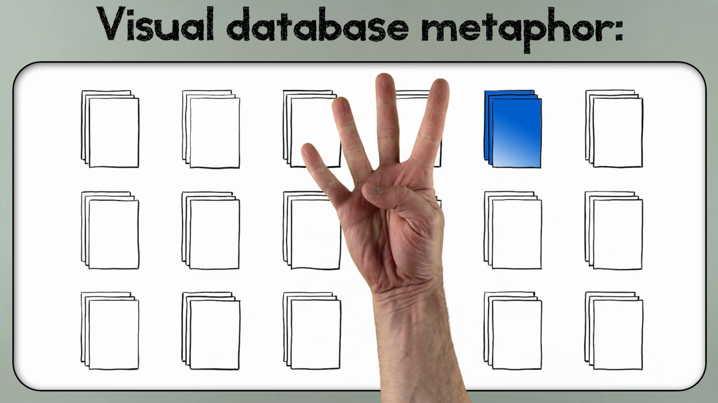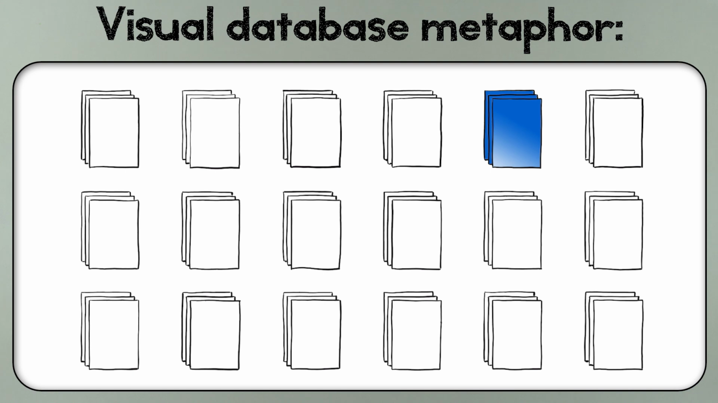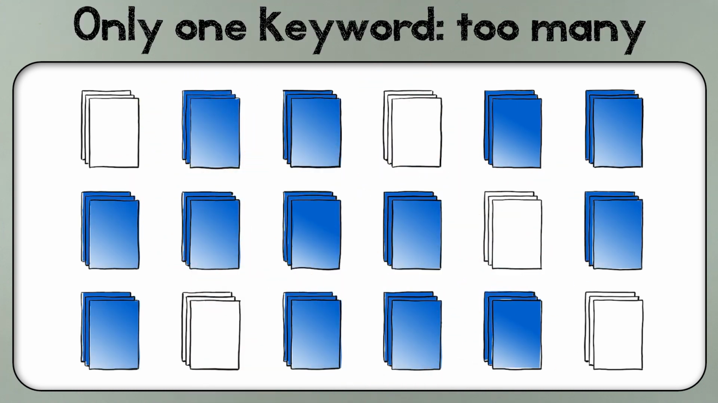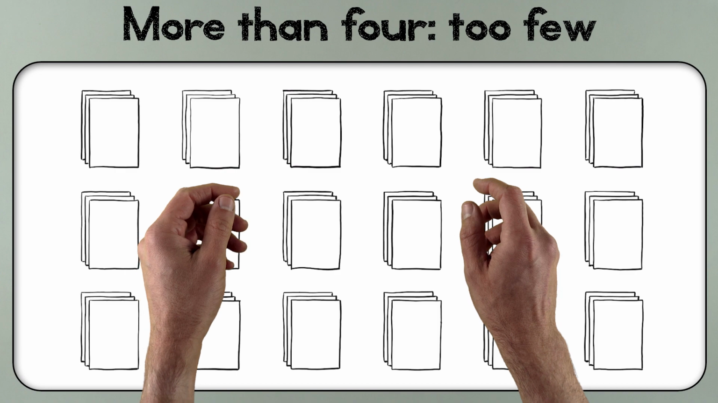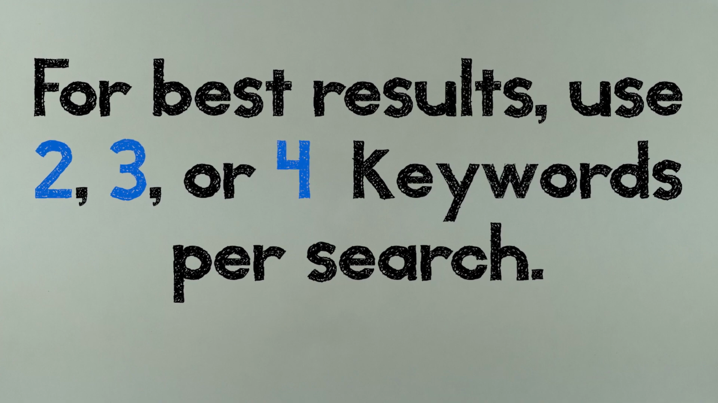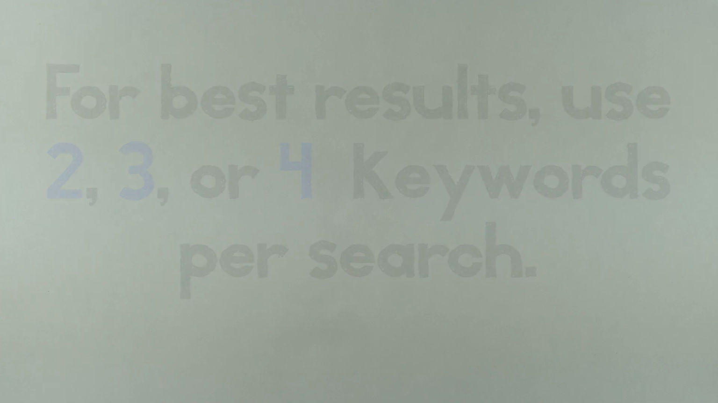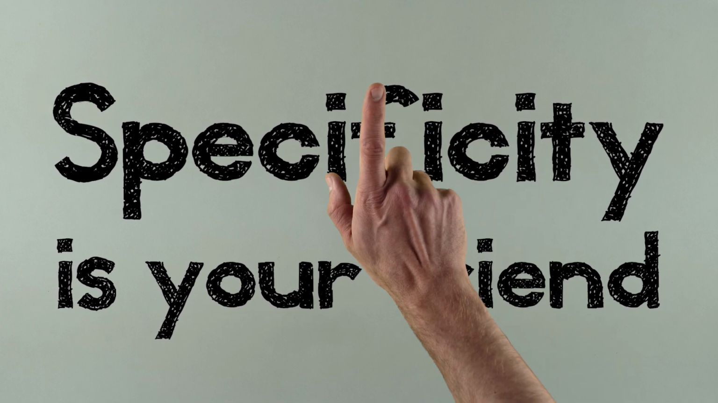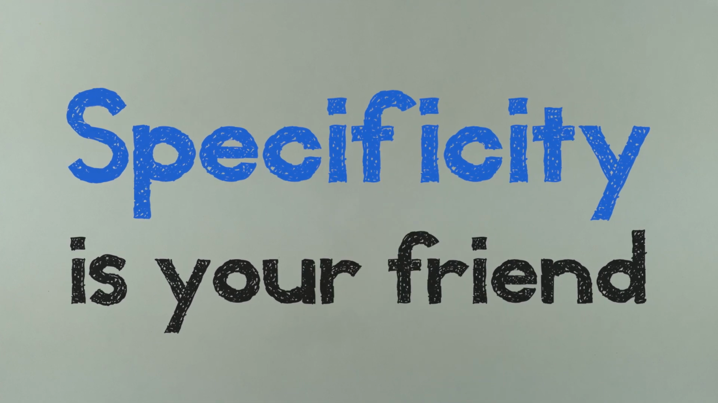2 to 4 keywords are usually sufficient. This isn't a case of more is better. It's a case of the right amount is the right amount. Only use 1 keyword and you'll get way too many results. More than 4 keywords and you might not get any. 2 to 4 keywords will hopefully yield a few dozen to a few hundred results. That's the sweet spot. The quality of your keywords makes a difference too. The more unique and specific, the better.